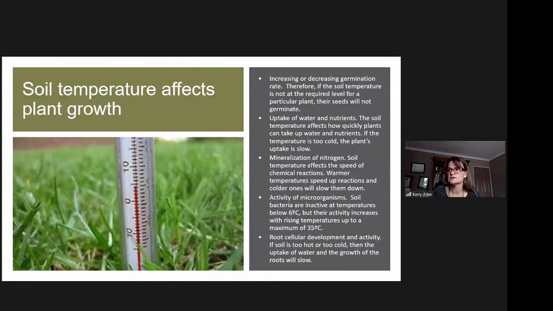Okay, so there is a little bit more on soil temperature and how that affects plant growth. That's a little bit more in depth. Basically, for soil temperature, you're trying to ensure seed germination. You're also trying to ensure that the roots continue to grow. If it's too cold, they won't grow.